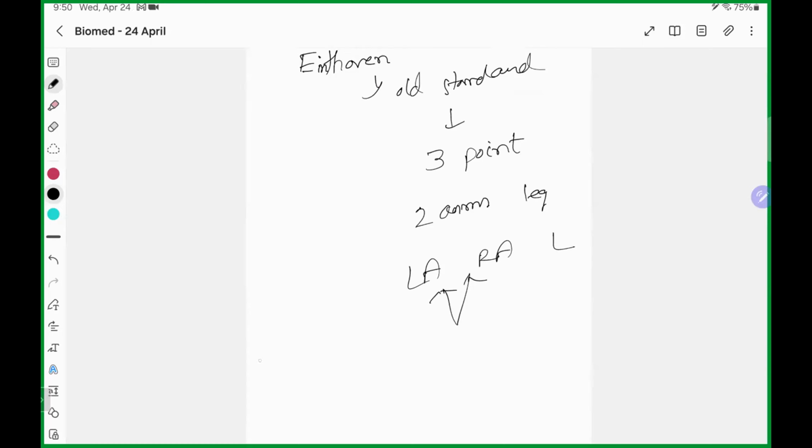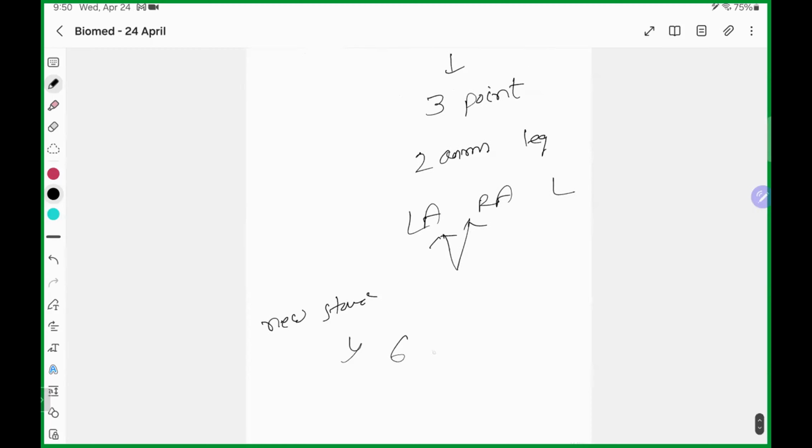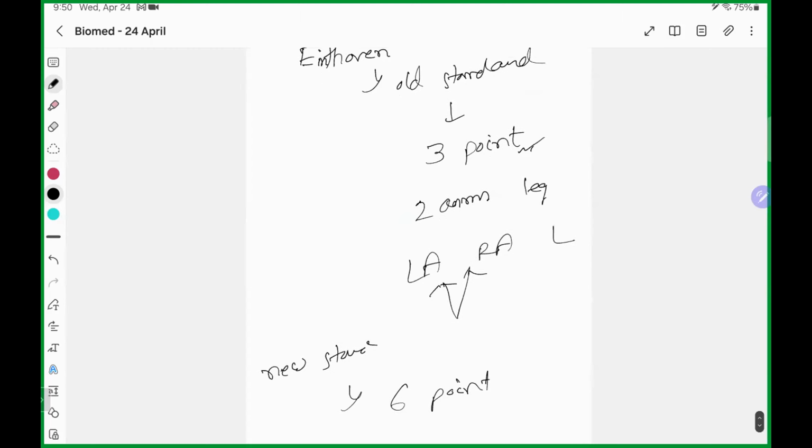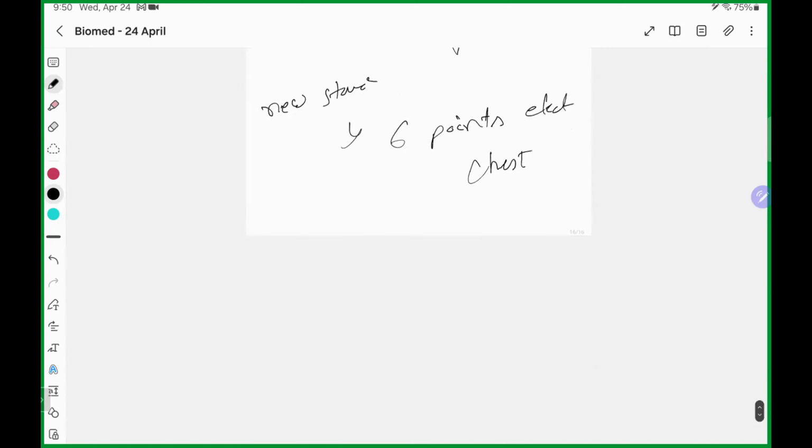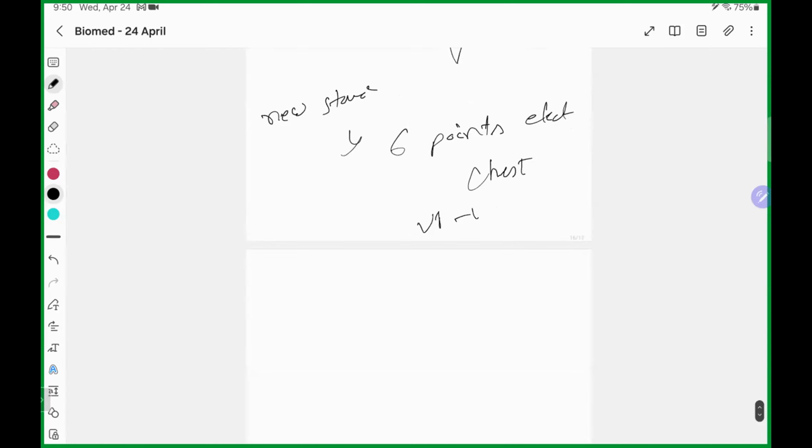And in the new standard, after these 3, there are 6 other electrodes. 3-point means 3 electrodes are placed, 2 on the 2 arms and 1 on the leg. In the new standard, 6 other electrodes are used around the chest. These are marked from V1 to V6. These are placed around the chest.